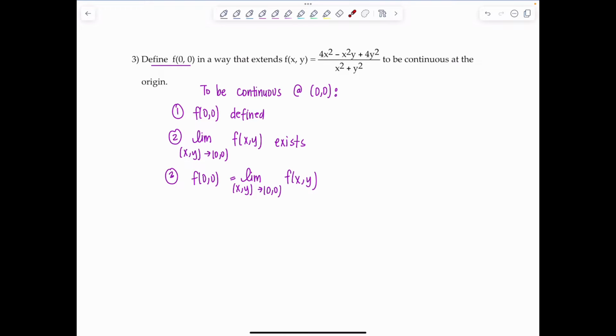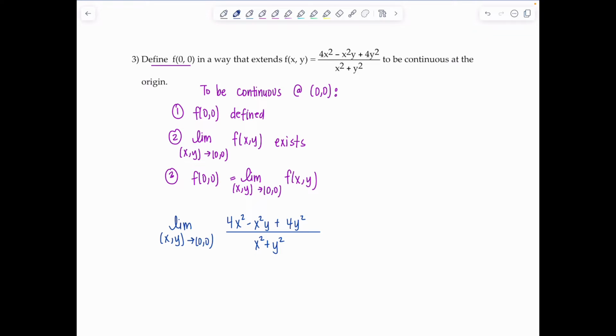So, in order to satisfy all 3 conditions, what I need to do is find the limit of this function as we approach the origin. Whatever that limit is, I'm going to say that's how f of 0, 0 should be defined, and then I will satisfy the 3rd condition as well. Okay, so really this problem boils down to, let's take the limit as x, y approaches 0, 0 of this function here, 4x squared minus x squared y plus 4y squared over x squared plus y squared.